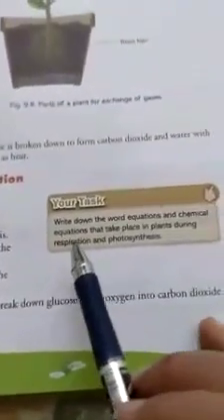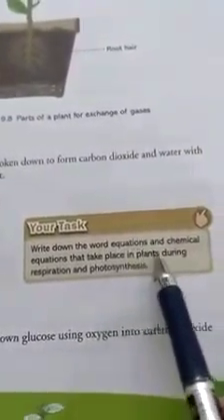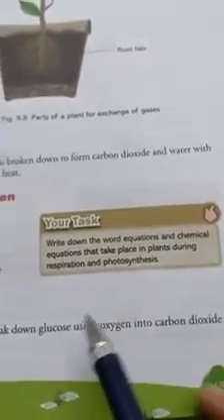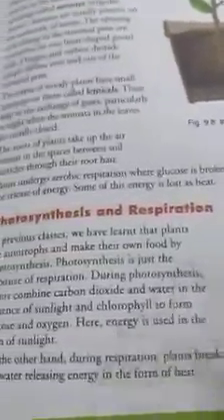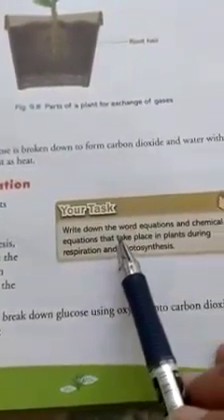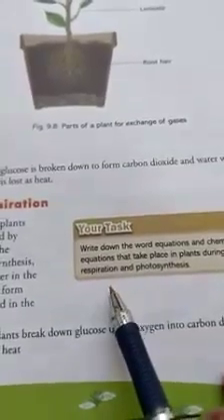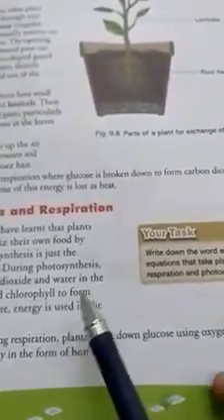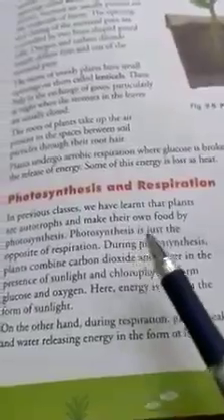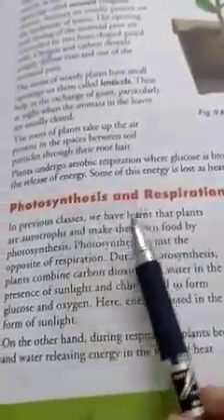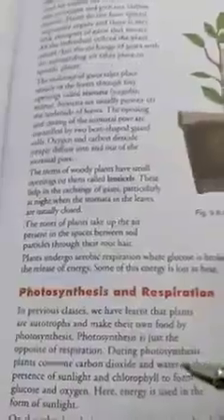Dear students, write down the word equation and chemical equation of what takes place in the plant during respiration and photosynthesis. You have to write down the reaction of photosynthesis and the reaction of respiration. Earlier we discussed this many times. They are different from each other, just opposite to each other, the process of photosynthesis and the process of respiration. So dear students, you have to read these pages thoroughly.